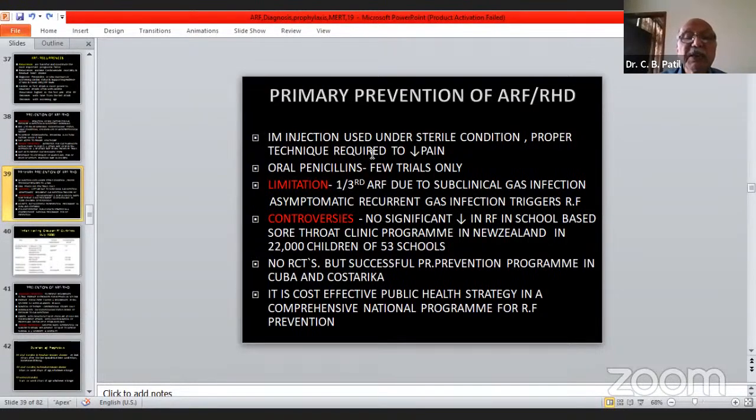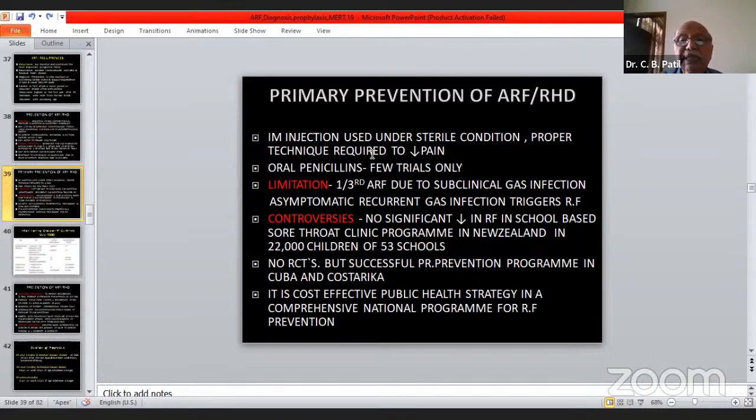Limitation: 1/3 of acute rheumatic fever is due to subclinical group A strep infection. That means almost 1/3 to half. They may not give a history of a sore throat at all or a previous rheumatic fever. Asymptomatic recurrent group A strep infection triggers rheumatic fever.